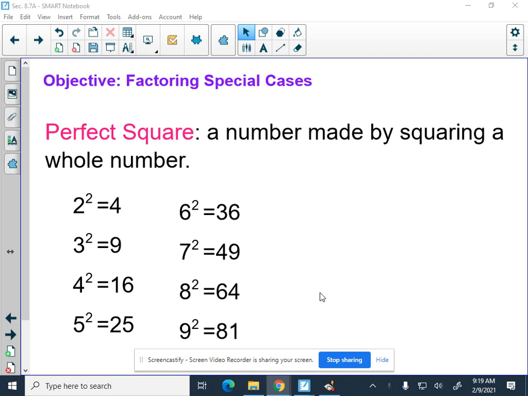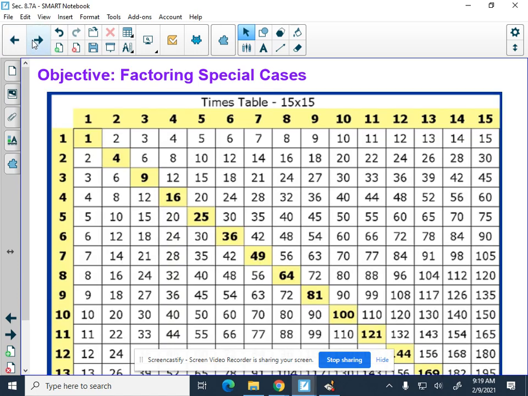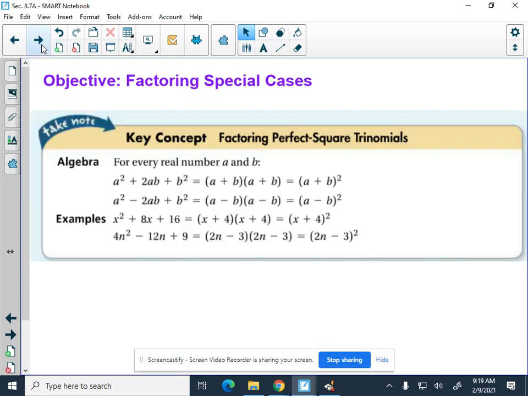You can just take your calculator, multiply 9 times 9, you get 81. 10 times 10 is 100. There's more perfect squares. We can keep going. I just listed a few. 11 times 11 is 121. 12 times 12 is 144. Okay, so a number made by squaring a whole number. What we are going to do in factoring is recognize this today as we look at these.